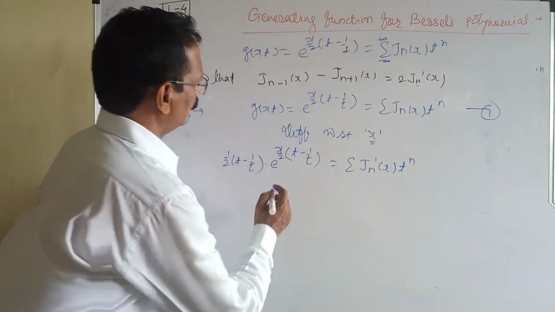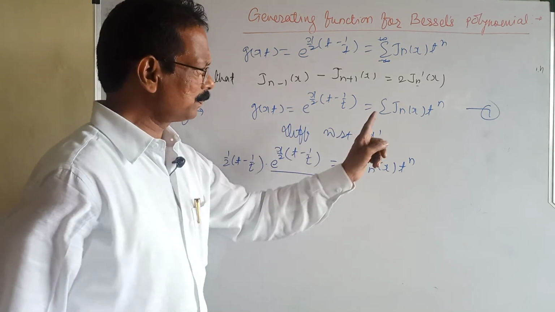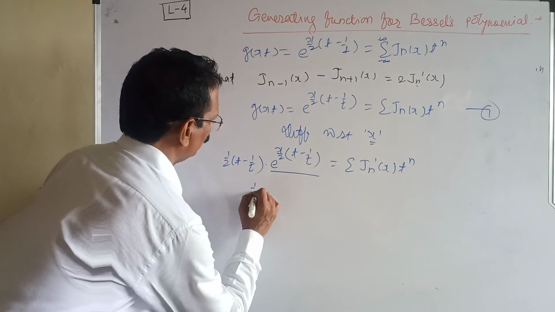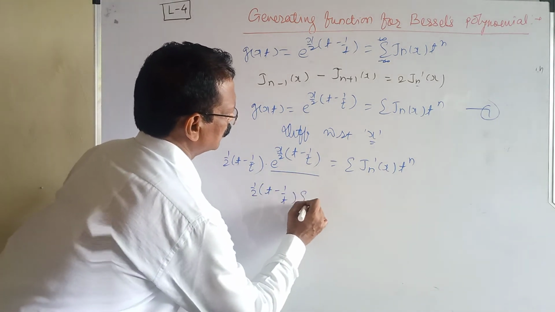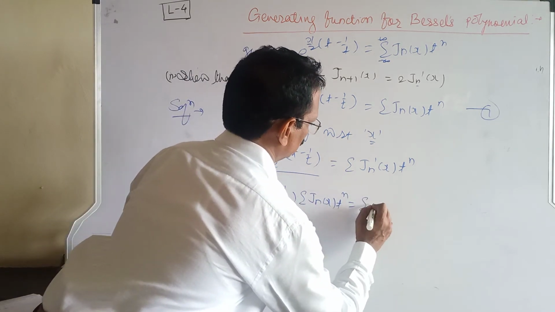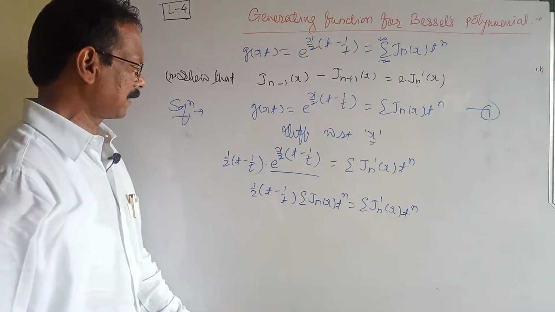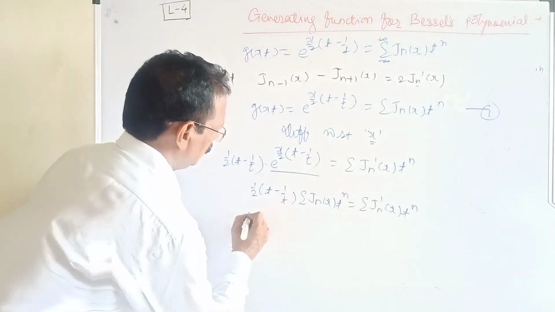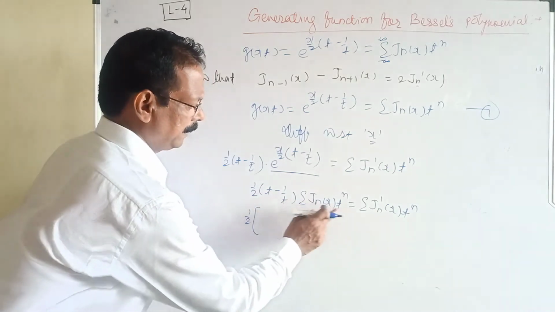Now we know that e^{(x/2)(t - 1/t)} is nothing but the generating function, summation of J_n(x) t^n. So we can write 1/2 (t - 1/t) into summation of J_n(x) t^n is equal to summation of J_n'(x) t^n. The right hand side is as it is. Now multiply this term into this.